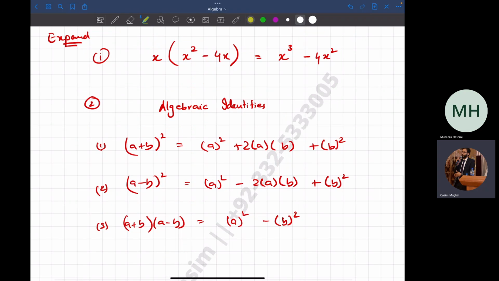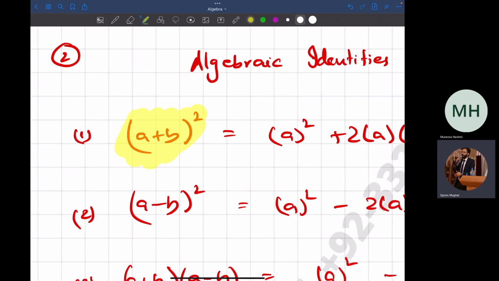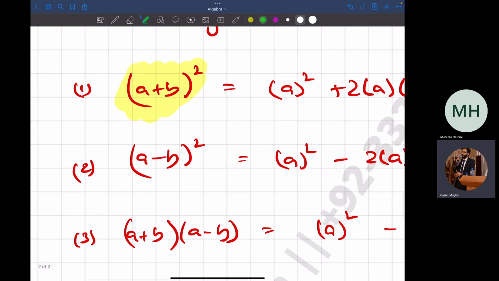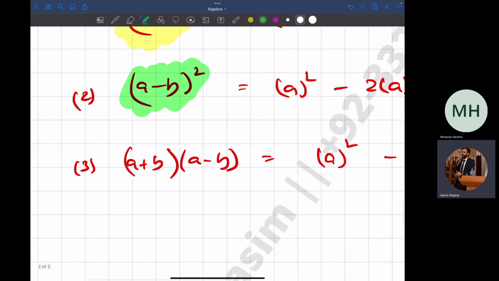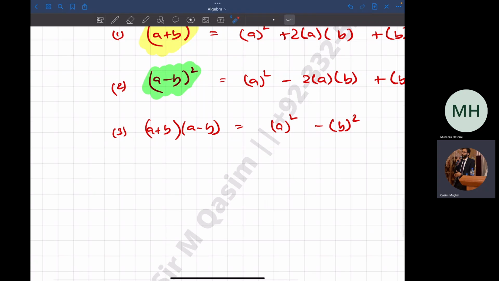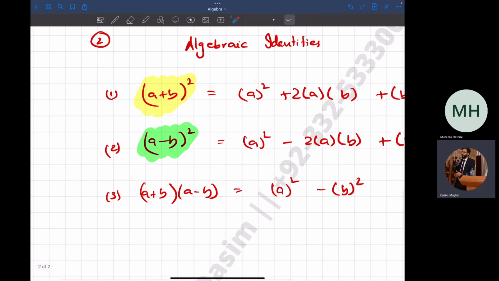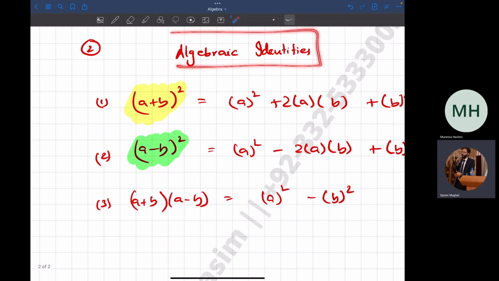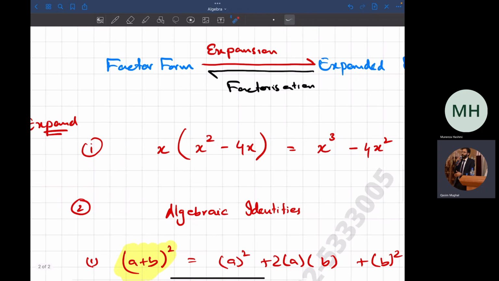Special factors, as in if you've got x plus 5 whole squared, means x plus 5 times x plus 5. Or there's another type of special factor: exactly the same factors with a minus sign between each of the terms. Over here, you've got the same factors, but both of them have different signs between the terms. So the algebraic identity is only applicable for special types of factors.